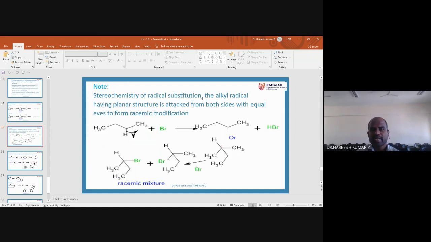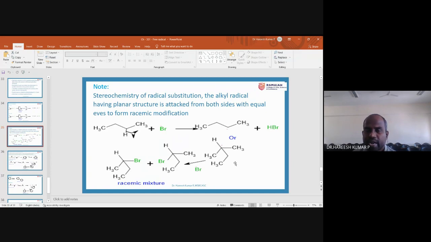Stereochemistry of the radical substitution: the alkyl radical has a planar structure. When it is attacked from both sides with equal probability, it leads to a racemic mixture. So take butane. This is the methyl proton and this one is the methylene proton. The methylene proton of butane, when it reacts with bromine, gives rise to a butyl free radical. This butyl free radical has a planar structure.